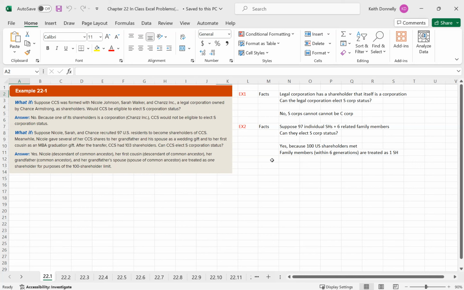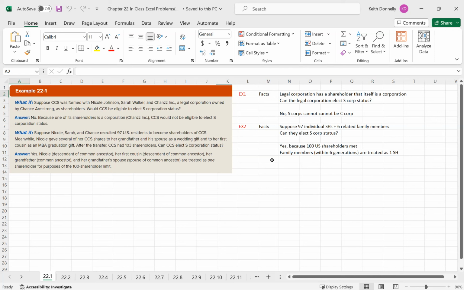Okay, so it says the first fact set, we have a legal corporation, and hey, one of the shareholders is a corporation. Can this corporation that has a corporation as a shareholder elect S Corp status? Well, no, they can't, right? It generally has to be individuals, right? You cannot have an S Corp that has a C Corp shareholder.